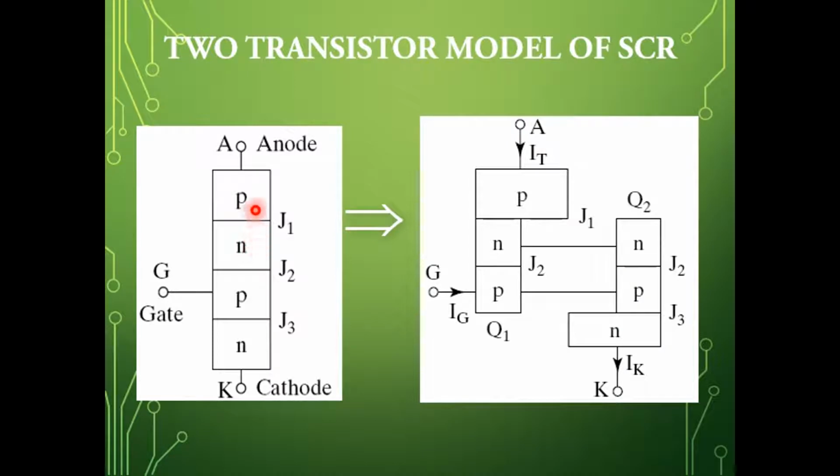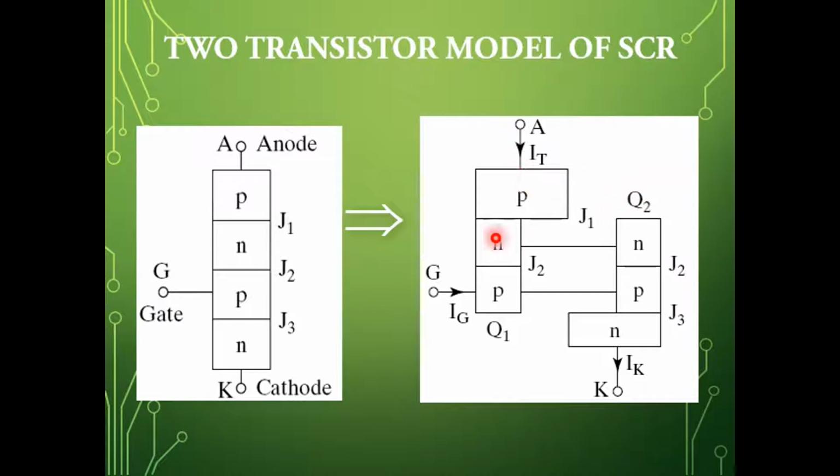So the P and N layer junction is J1, that is written, and the N and P junction is J2, that is also written here. P and N, the junction is J3, that is also written over here. So we will consider it as two transistors. The first transistor is a PNP transistor labeled as Q1. The second transistor is an NPN transistor, labeled as Q2.